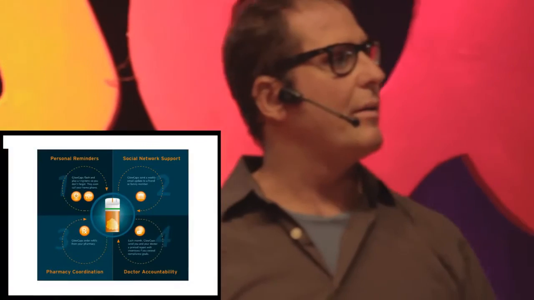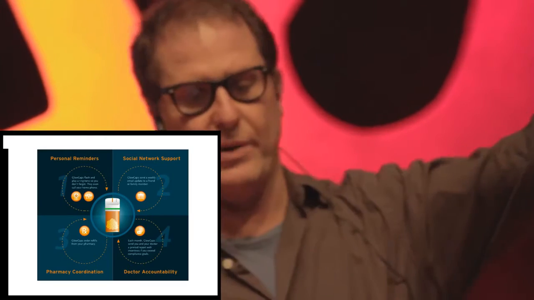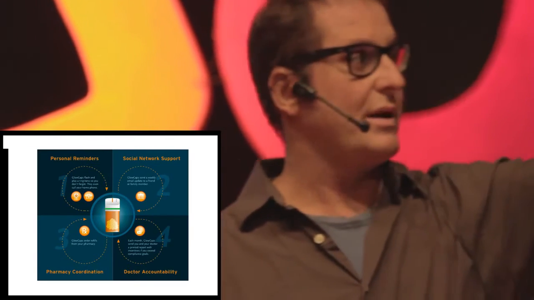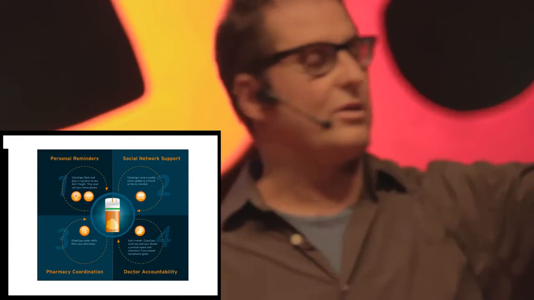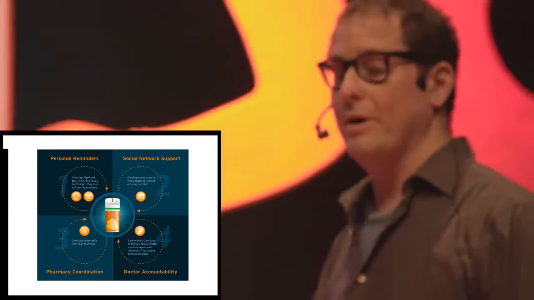So this is from a PowerPoint that they did, I don't know if you can read this. In the upper left-hand corner, they have personal reminders, and then there's social network support, which is what I talked about, in the upper right-hand corner. Lower right-hand corner is doctor accountability, and the lower left-hand corner is pharmacy coordination. What they mean by that is that when you run out of pills, you generally have the bottle open. And you're like, uh-oh, I have the last thing. So what they did is they put a button on the bottom of the pill cap, and you push the button, and it automatically reorders your medicine for you, and the medicine's automatically sent to your house.